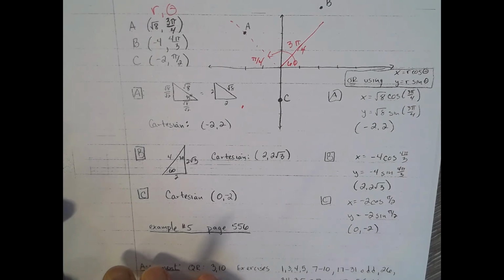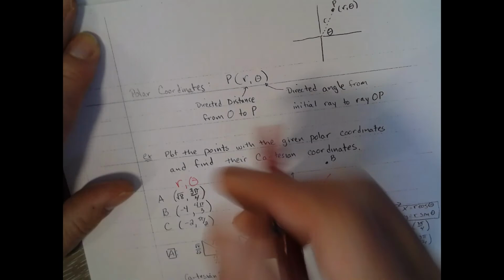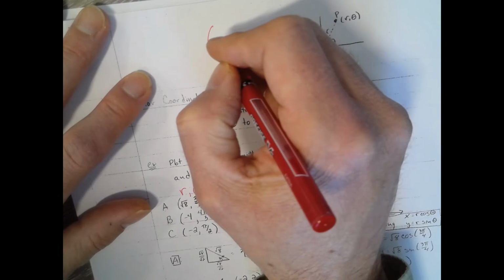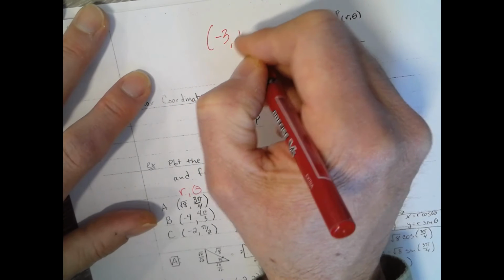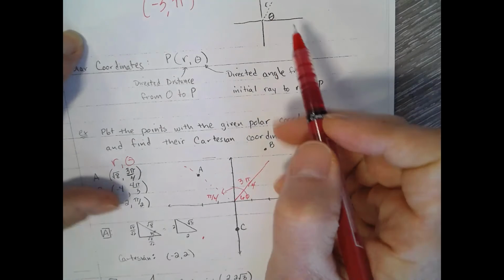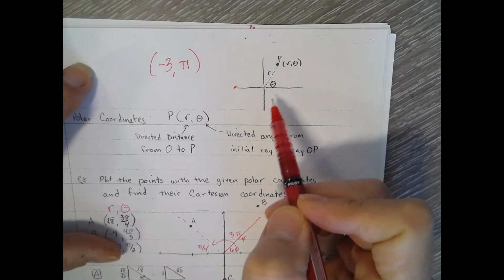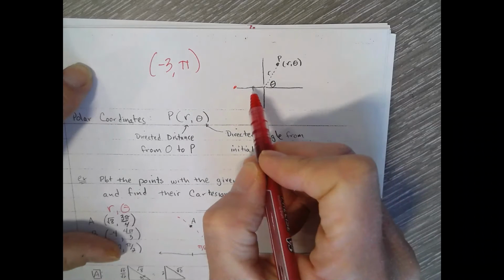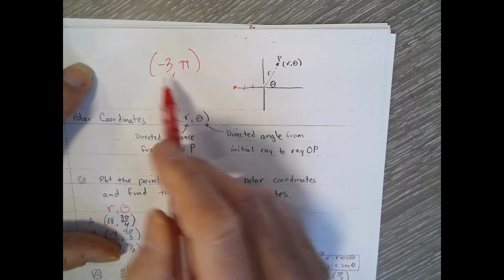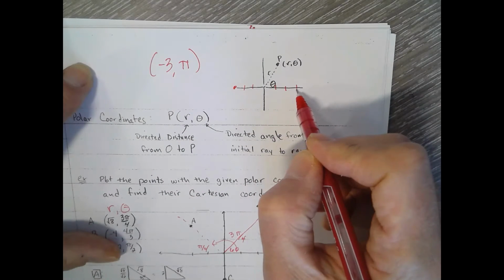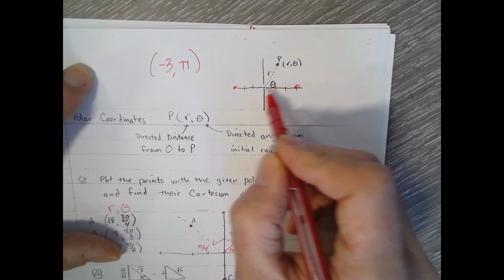Yep. So why don't I just plot the point negative 3, comma, pi. So on this axis, negative 3, comma, pi. Well, pi is right here, right? That's pi, and that's 3, 1, 2, 3, but it's negative, so it's actually going to be right over here. It gets shot through the pole to the other side.